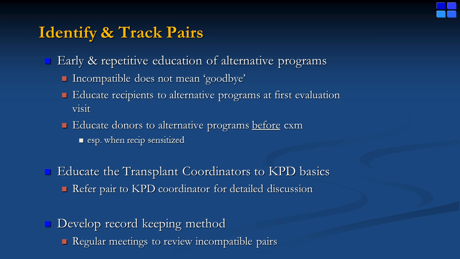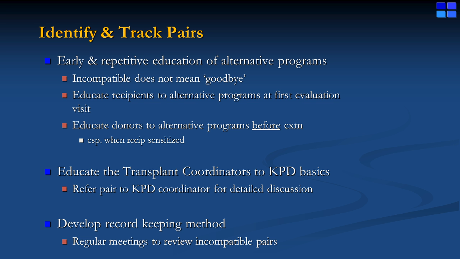So identifying and tracking pairs may seem initially not complicated, but I found that it's essential to keep track of your incompatible pairs. In a busy transplant center, it can be hard to do that. A couple things I'd like to point out. What we do here is that when we first meet candidates, we do a lot of early and repetitive education on our alternative programs, and we call our alternative programs KPD and Incompatible Transplant. We have another program called Compatible Share, which I'll explain to you.